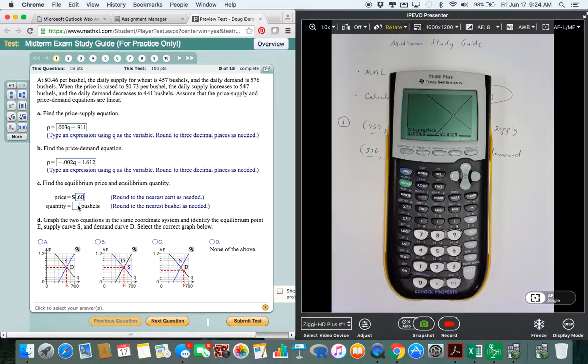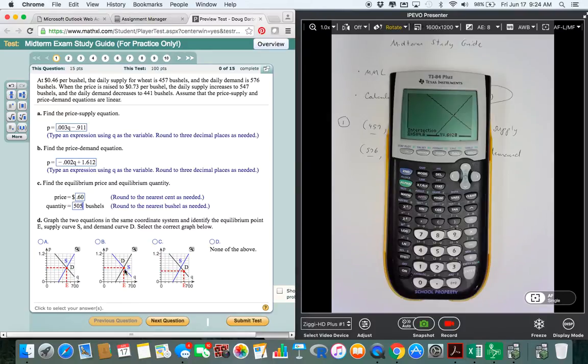And then the number of bushels, rounded to the nearest bushel, would be 505. All right, now we come down and look at the graphs. You can clearly get rid of D, and you can clearly get rid of C, because the equilibrium point, the red, has to be where the supply and demand lines cross. So it has to be one of these two.